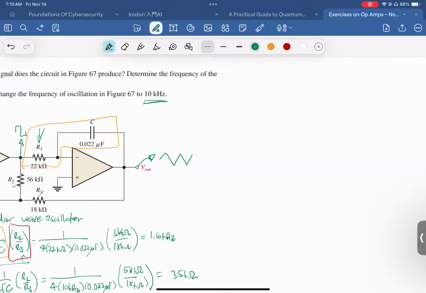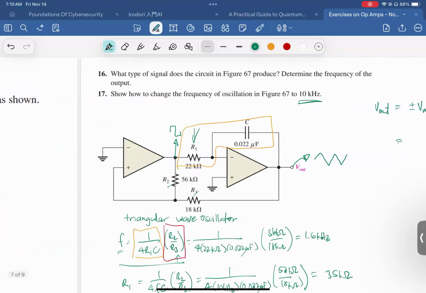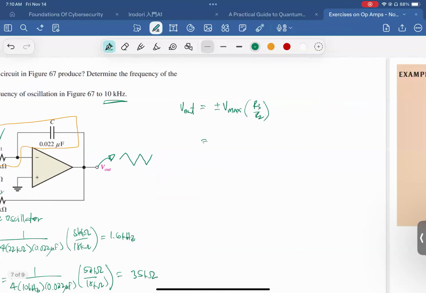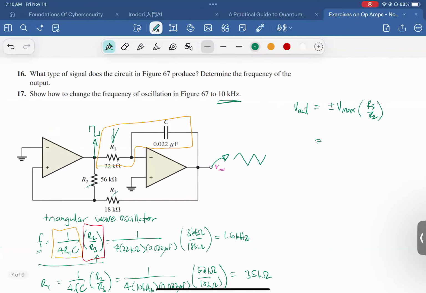Now, just for completion, tignan lang natin kung ano yung output voltage dito. So, yung output voltage ay equal sa plus or minus yung maximum voltage times 18 times R3 over R2. Okay, so nandun lahat sa book yung equation na yan. Dito hindi pa binigay yung maximum voltage, or you can solve yung maximum voltage base dito.